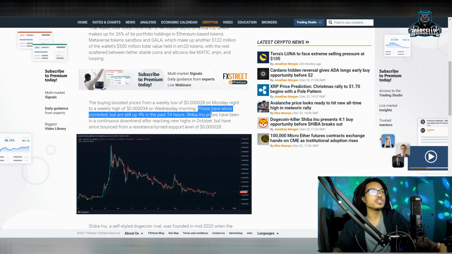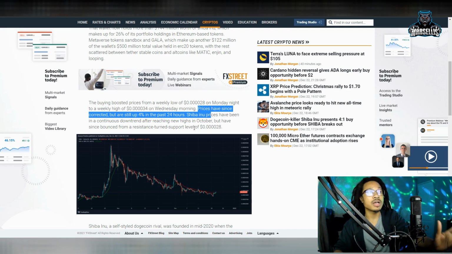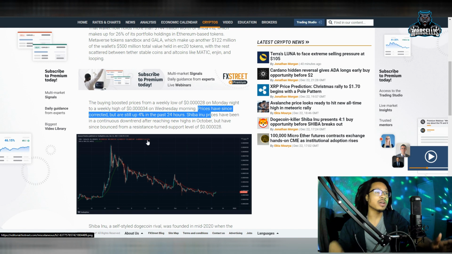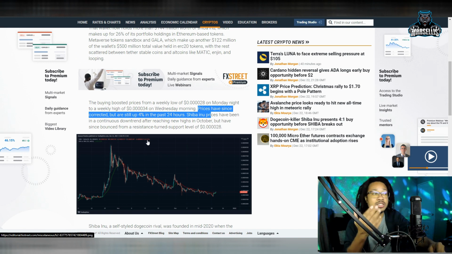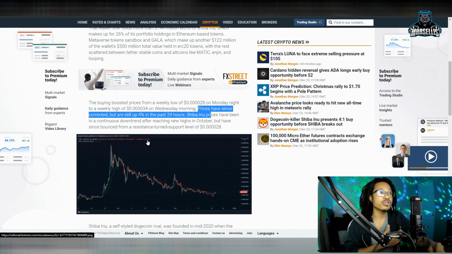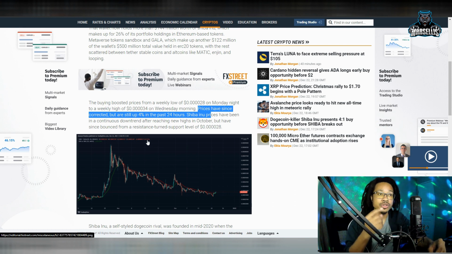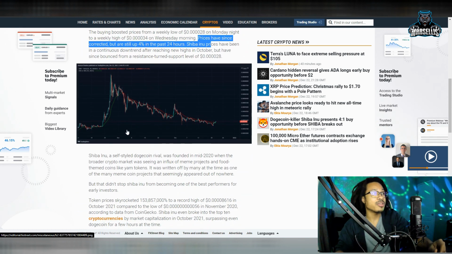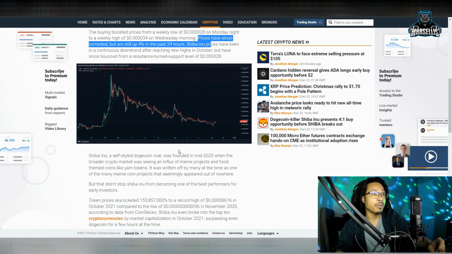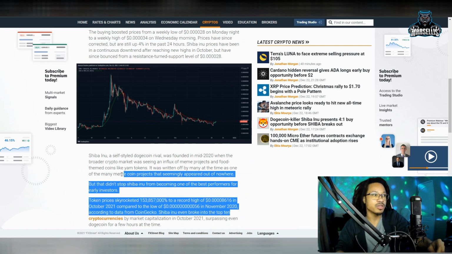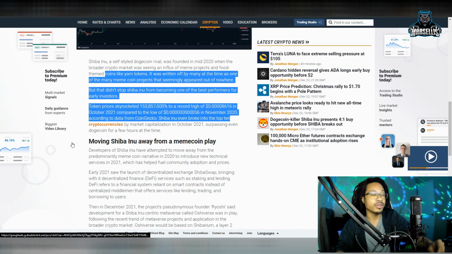Very good news there. Shiba Inu prices have been in a continuous downtrend after reaching new highs in October, but have since bounced from a resistance turned support level of 0.00028. Over here, you can see Shiba Inu, a self-styled Dogecoin rival. They're pretty much going over what Shiba Inu is after this, so we don't have to read the rest of this.